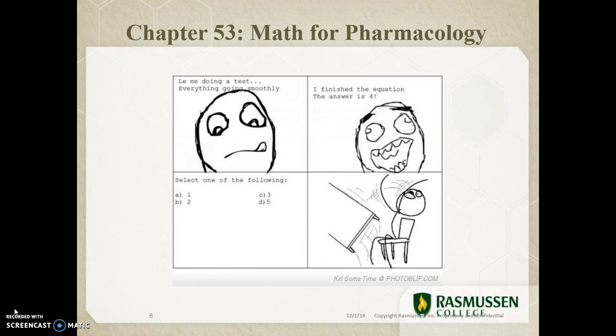Every quarter I have students telling me, oh, I can't do it. But they make it through, and when they're done, they're like, oh, that was so simple. That's totally easy. I can totally do that. Now, when we use math in pharmacology, what we're doing is calculating drug dosages. That will use addition and subtraction, multiplication and division, as well as fractions and decimals.